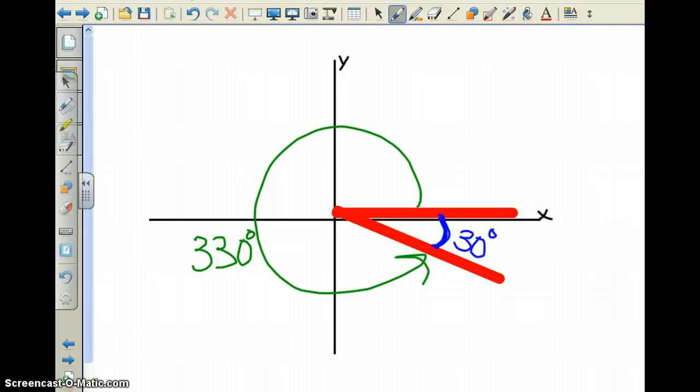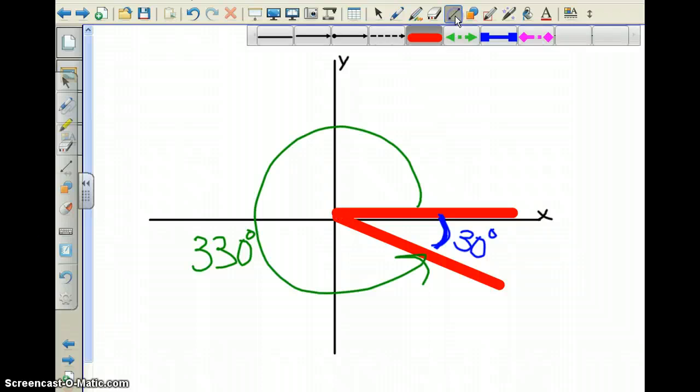And if I wanted a coterminal angle, instead of going positive 330 degrees, I could have taken my initial side and just rotated it negative 30 and would have landed in that same spot. So negative 30 and positive 330 are coterminal.